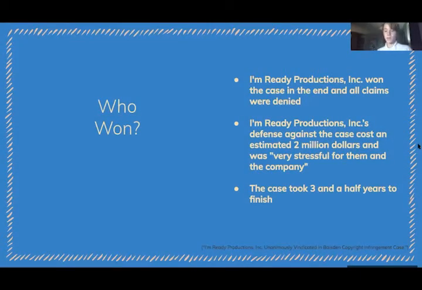So the IRP won this case, and all of Michael Bastin's claims were denied. But it was very stressful for the company IRP, and it cost them $2 million. In the end, the case took 3.5 years to finish.